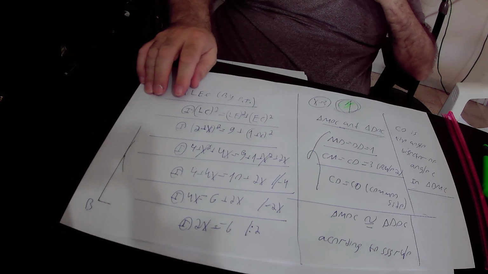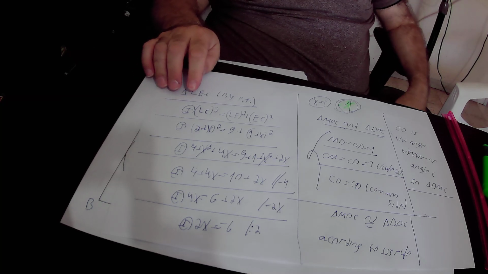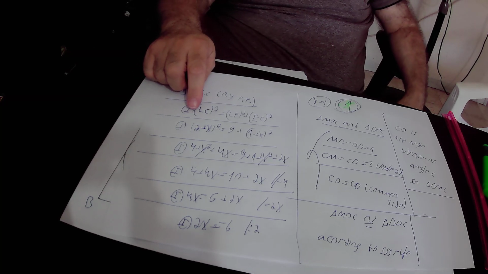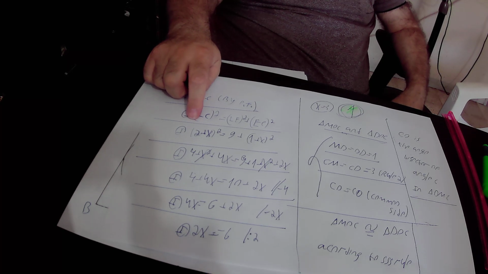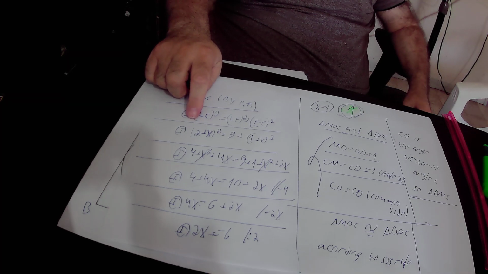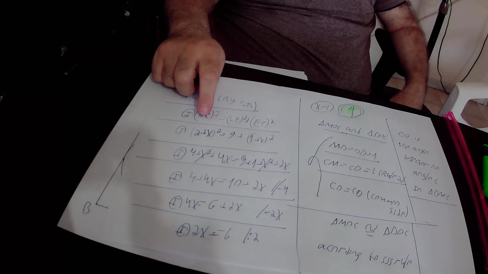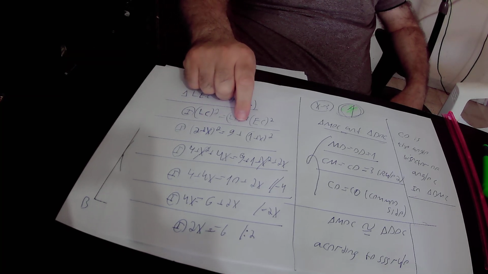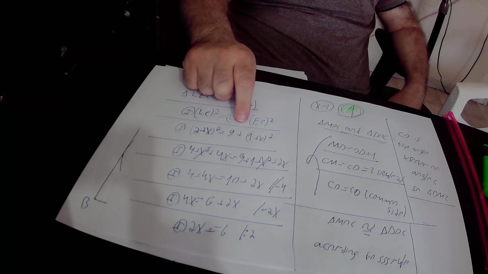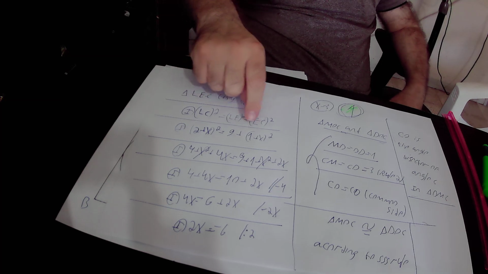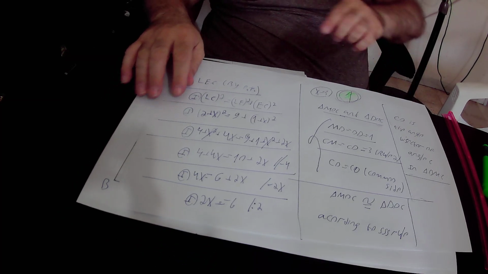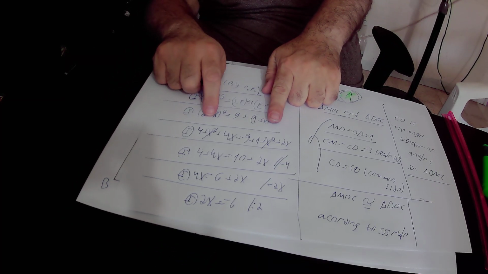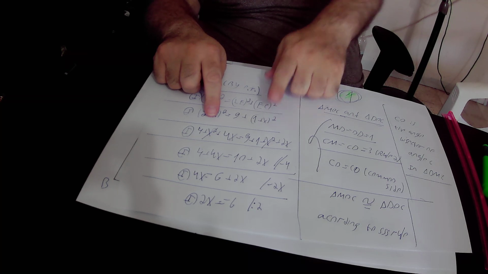We opened the brackets on both sides of equation number 1, and we got that according to equation number 1, (2 plus x) squared equals 2 squared, that is 4, plus x squared plus 2 times 2x, that is 4x. And it is equal to 9 plus (1 plus x) squared. (1 plus x) squared equals 1 squared, that is 1, plus x squared plus 2x. So here we have x squared on both sides of equation number 1, therefore x squared will get cancelled.